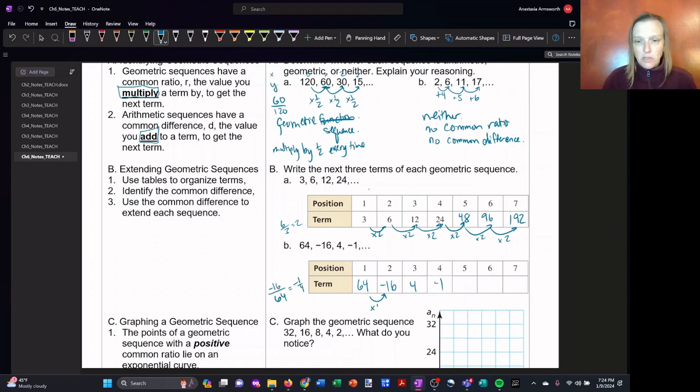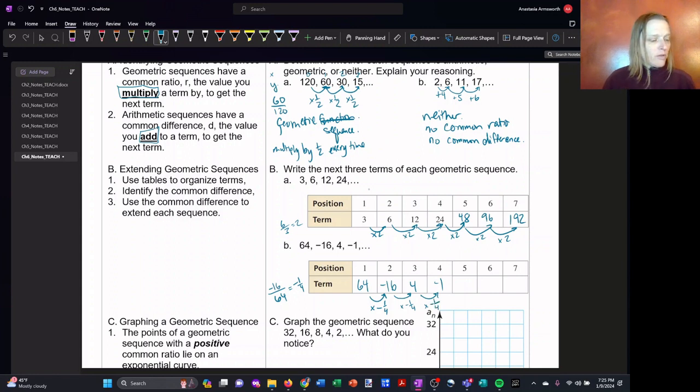I appear to be multiplying by negative 1/4 every single time. Is the same thing true here? Yes. 1/4 of negative 16 would be negative 4, but then I multiply it by the negative as well, so it becomes a positive. So this is flipping back and forth between a negative number and a positive number because I'm always multiplying by negative 1/4. Once again, this works out here.